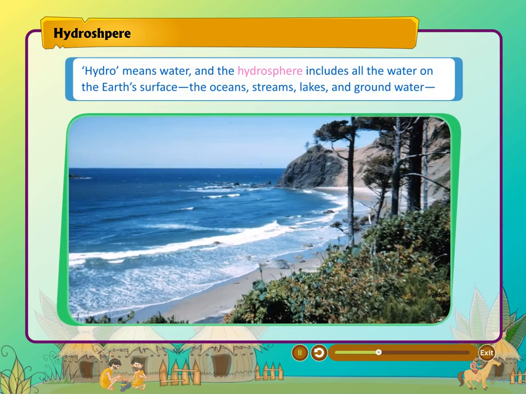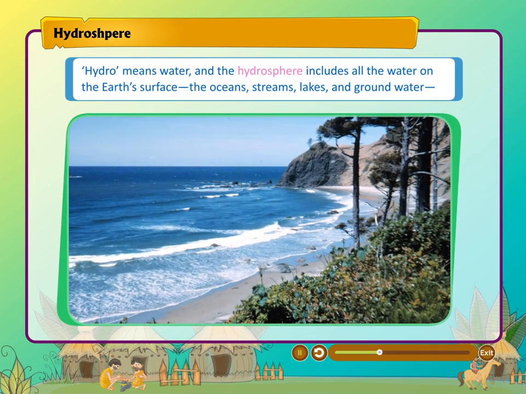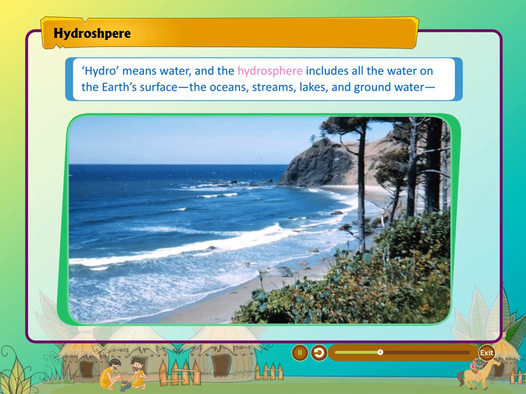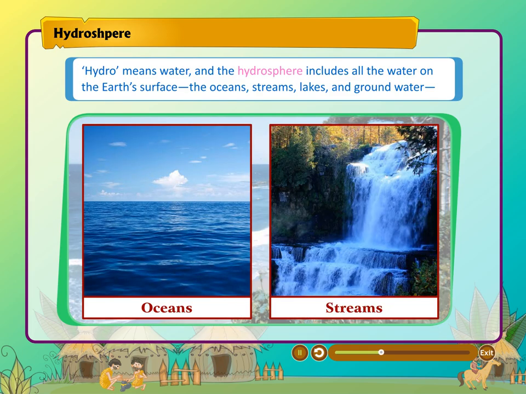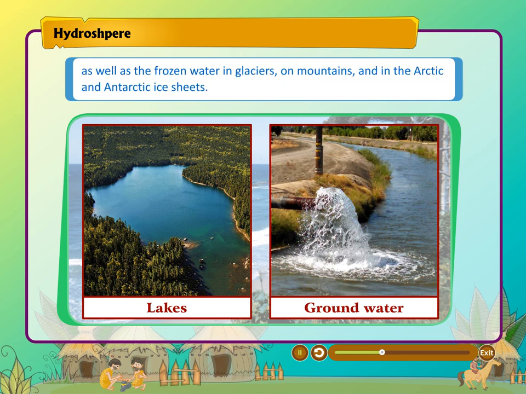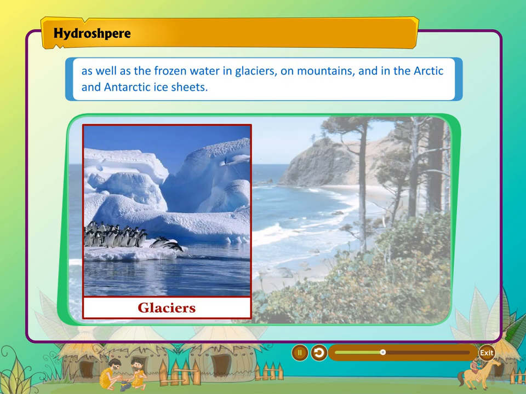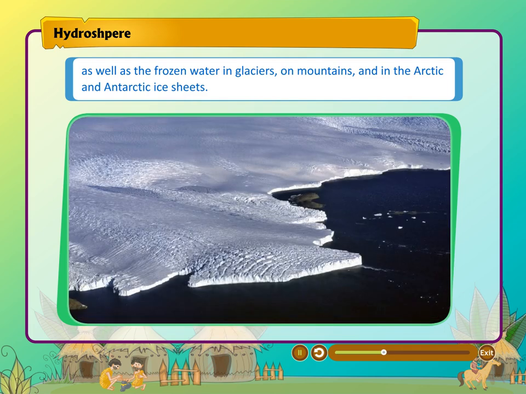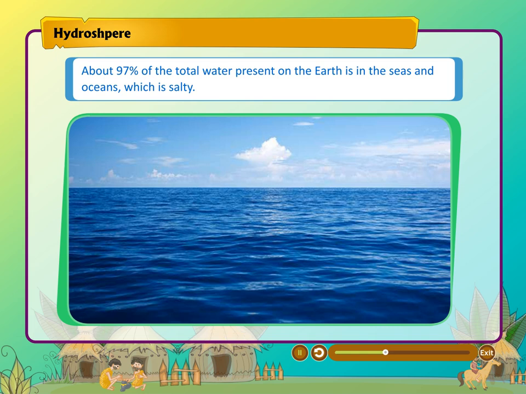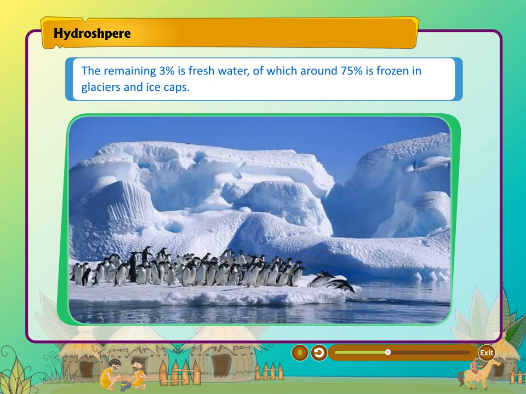Hydrosphere. Hydro means water, and the hydrosphere includes all the water on the Earth's surface. The oceans, streams, lakes, and groundwater, as well as the frozen water in glaciers, on mountains, and in the Arctic and Antarctic ice sheets. About 97% of the total water present on the Earth is in the seas and oceans, which is salty. The remaining 3% is fresh water, of which around 75% is frozen in glaciers and ice caps.